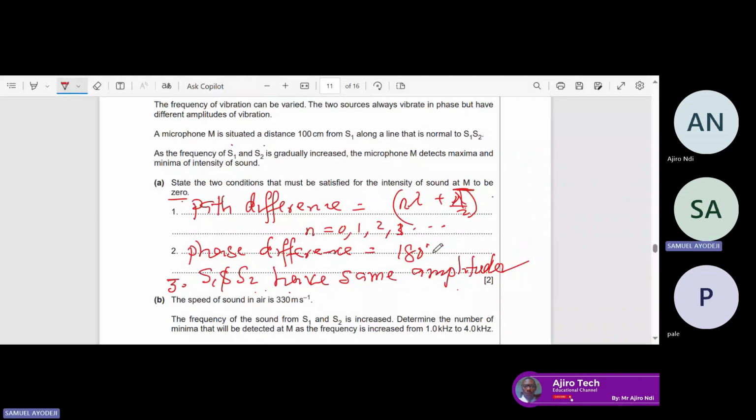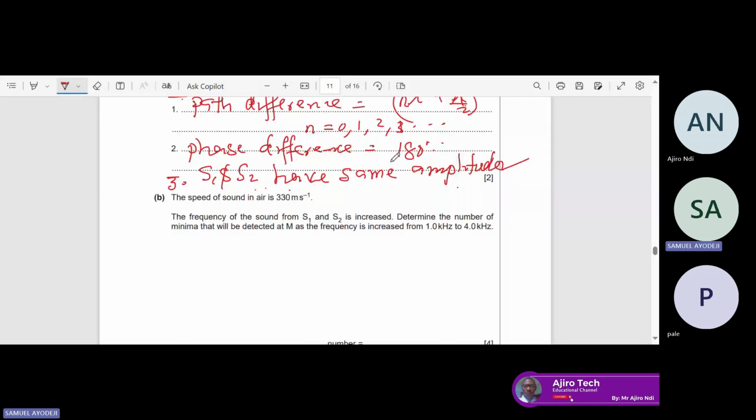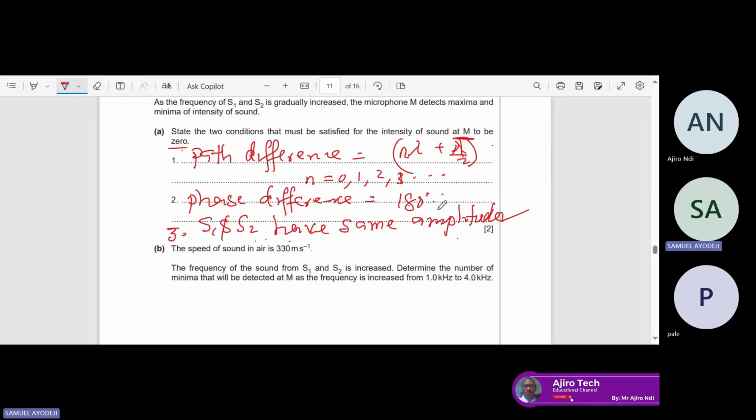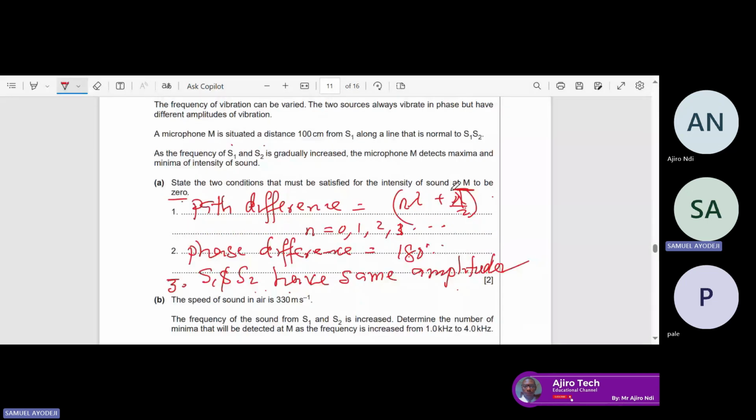The formula for the path difference, we proved it that day. I don't want to prove it again. But the phase angle: when two waves are out of phase, the phase difference is 180 degrees. So these are the things that will have happened before we can say the intensity is 0 at M. All these three will happen before we can say it is 0 at M.